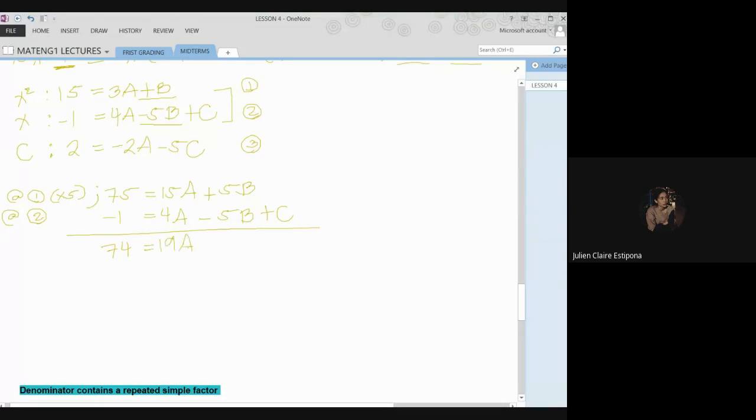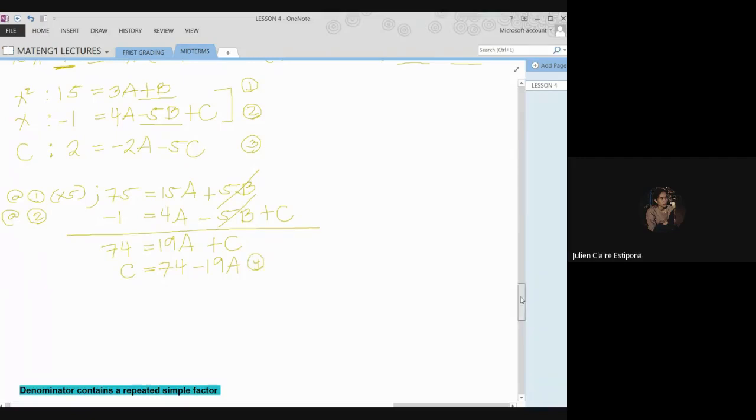What remains there? Of course, b is already canceled. So we have there already two unknowns, plus c. Okay, thank you for answering. So we just write that one in terms of c. That is 74, and then transpose that, that is minus 19a. So that will be our equation 4.